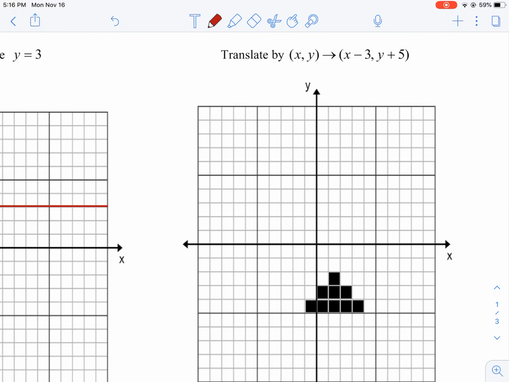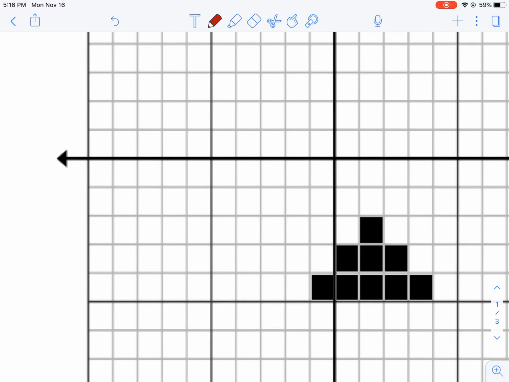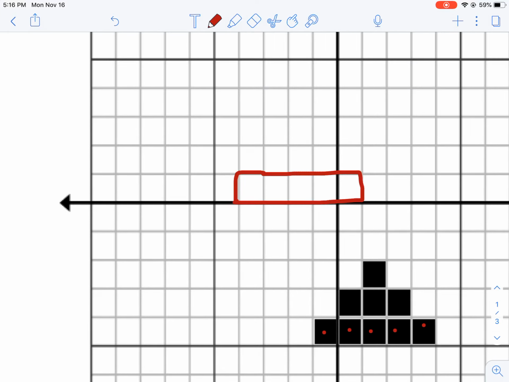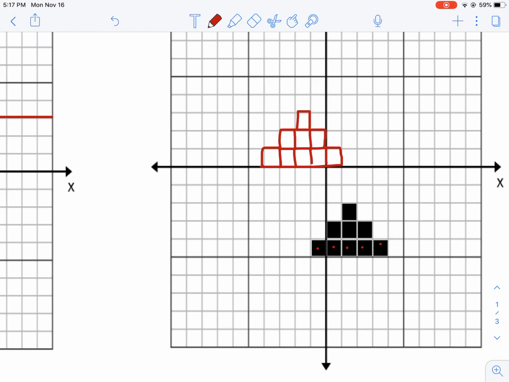This one we're translating x minus 5, so it looks like it's going to be to the left 3, and then y plus 5, that's going to be up 5. So we're going to the left 3, 1, 2, 3, and then up 5, 1, 2, 3, 4, 5. So we're kind of going across. How many do we have on the bottom? 1, 2, 3, 4, 5. And then we've got a row of 3. And then we've got a row of 1 on top. So this is how this one would look.